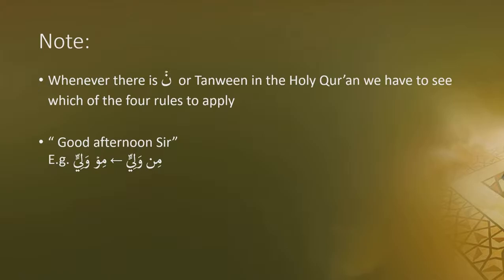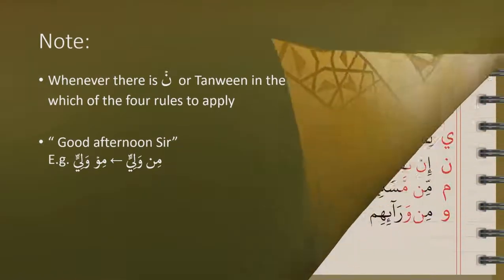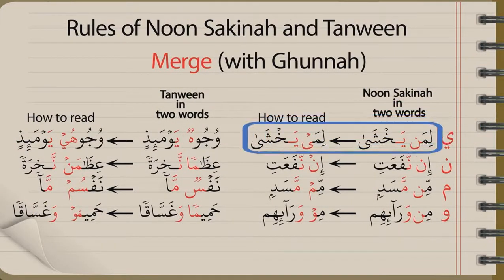Example, Min Wali. We have Noon Sakina followed by Waw, one of the merge rule with gunna. So how do I read it? Miwali, miwali. So let's do the other examples the same way. We'll start with the first example, liman yakhsha. What we have here, Noon Sakina followed by Ya from the merge rules with gunna. So I replace the Noon with the Ya and do the gunna. Instead of liman, I read it liman, liman yakhsha.